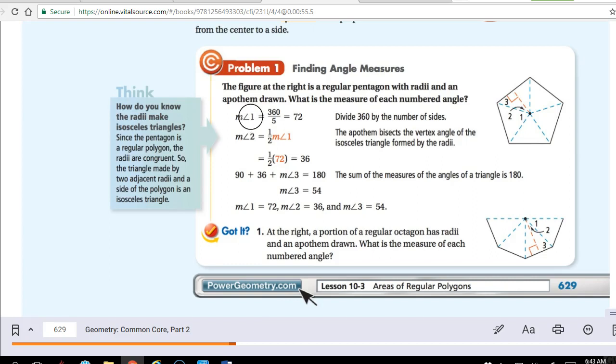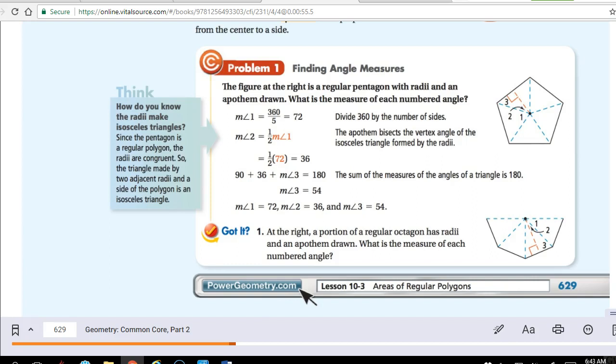It's very easy to do. If you want to find the measure of angle 1, you're going to take 360, which is all the way around a circle, and divide it by 5. Where's the 5 coming from? This particular figure has 5 sides. So 360 divided by 5 equals 72. The measure of angle 1 is 72.